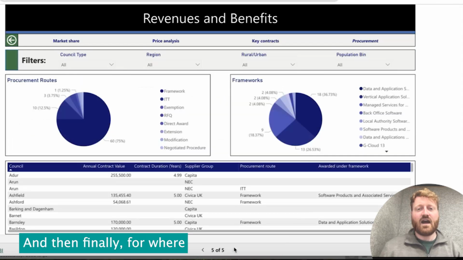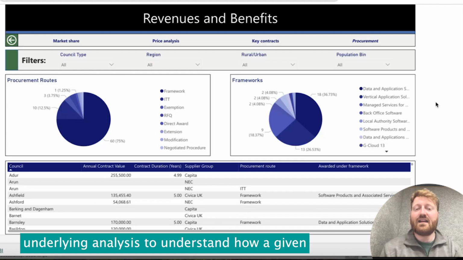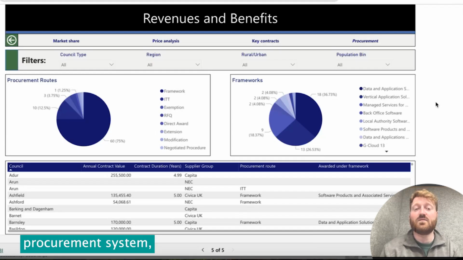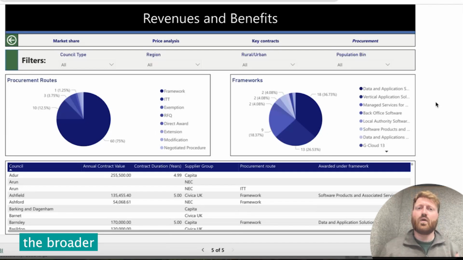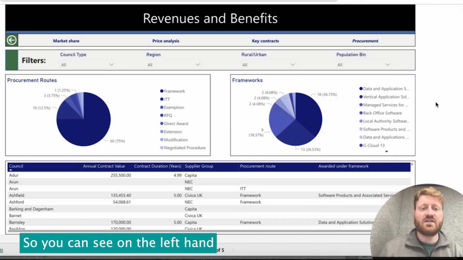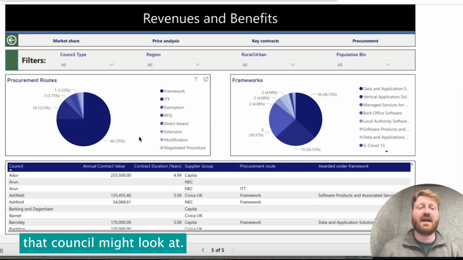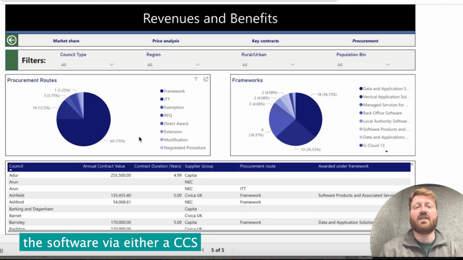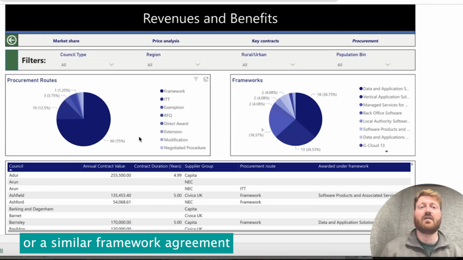And then finally, for where we have the data available, we've been able to do a bit of underlying analysis to understand how a given system was procured, which we think is a really valuable insight into the broader purchasing habits of councils when it comes to local council software. On the left-hand side, we've given the broad procurement routes that a council might look at. A framework is when a council has purchased the software via either a CCS, Crown Commercial Service Framework Agreement, or a similar framework agreement hosted by another authority or central purchasing organisation.